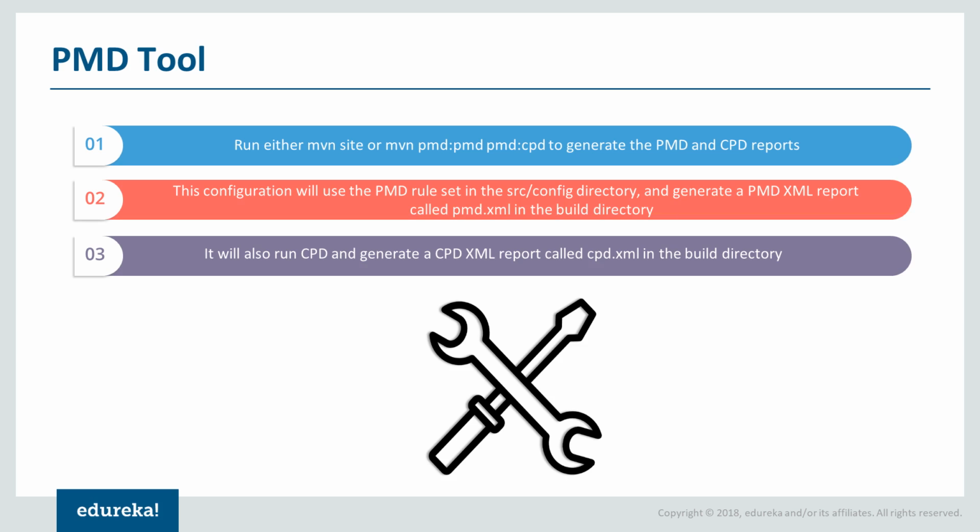So as we have seen, you can call this within Maven, or you can call it with other tools as well. In Maven, you can write mvn pmd:pmd or pmd:cpd to generate the PMD and CPD reports. So this configuration will use the PMD rule set in the src/config directory and generate a PMD XML report called pmd.xml in the build directory. And it will also run CPD and generate a CPD XML report called cpd.xml in the build directory again.